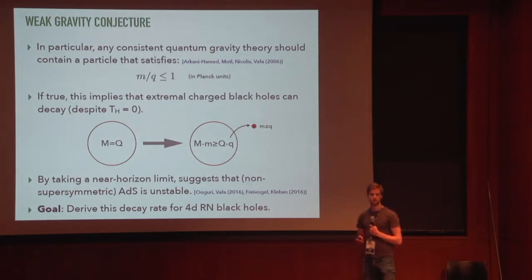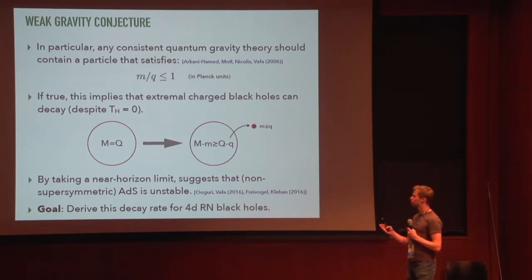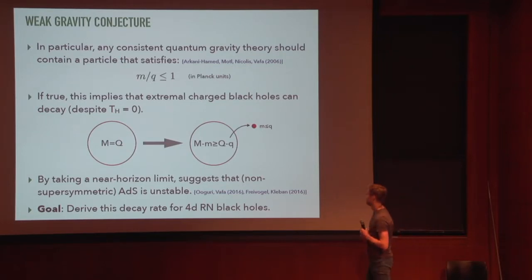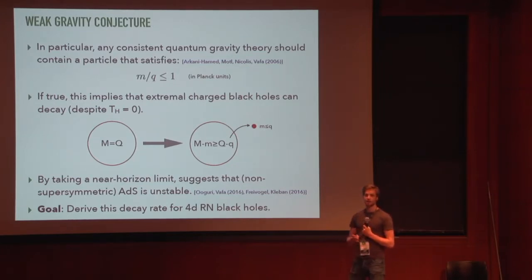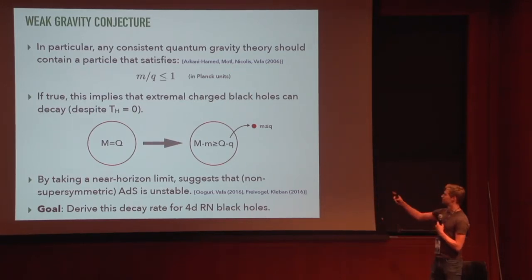Today, I would like to focus on a particular one known as the weak gravity conjecture. In its simplest form, it's a statement that any consistent theory of quantum gravity should contain a particle whose mass over its charge is smaller or equal than one. If this is true, this implies that extremal black holes, despite the fact that their Hawking temperature is zero, can decay by emitting these particles. Furthermore, by taking a near horizon limit of such an extremal black hole, this would also imply that the near horizon AdS2 space is unstable. This has been taken as evidence, along with other arguments, that every non-supersymmetric anti-de Sitter space should be unstable. Our goal for today is to derive this decay rate of the black hole for four-dimensional Reissner-Nordström black holes and see what this implies.